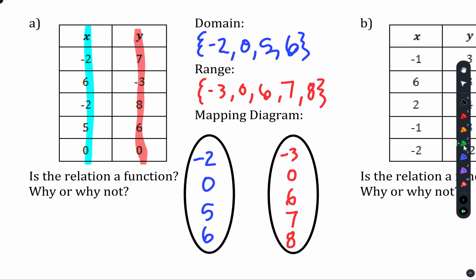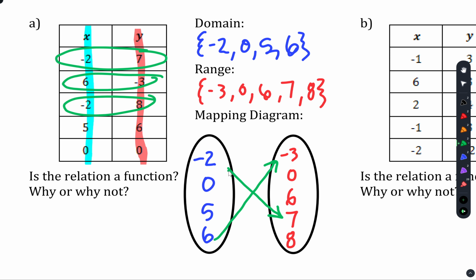Now, what's different here is they're not written as points, but we understand how a table works, right? Like the top row is a pair. -2 goes to 7. 6 goes to -3. -2 goes to 8. 5 goes to 6. 0 goes to 0. What do we think? Function or not a function? Why?